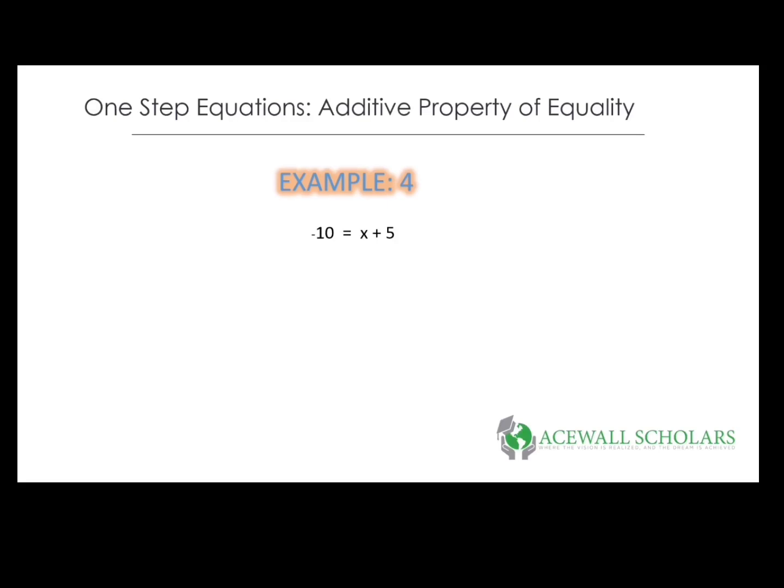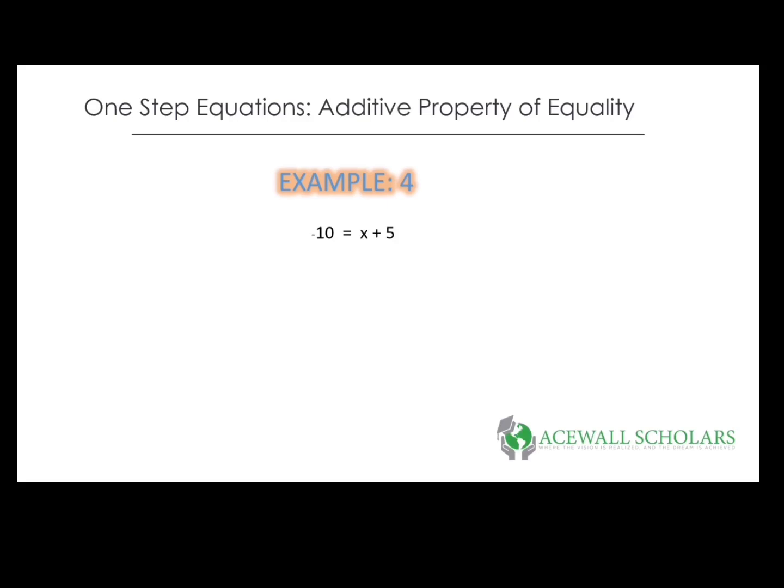Now we'll notice this equation looks slightly different. Why? Because we have our variable on the other side of the equal sign. Well, it's okay. We still go about it the same way. Now, what is the procedure? What do we want to do? We want to isolate that x, get it by itself.